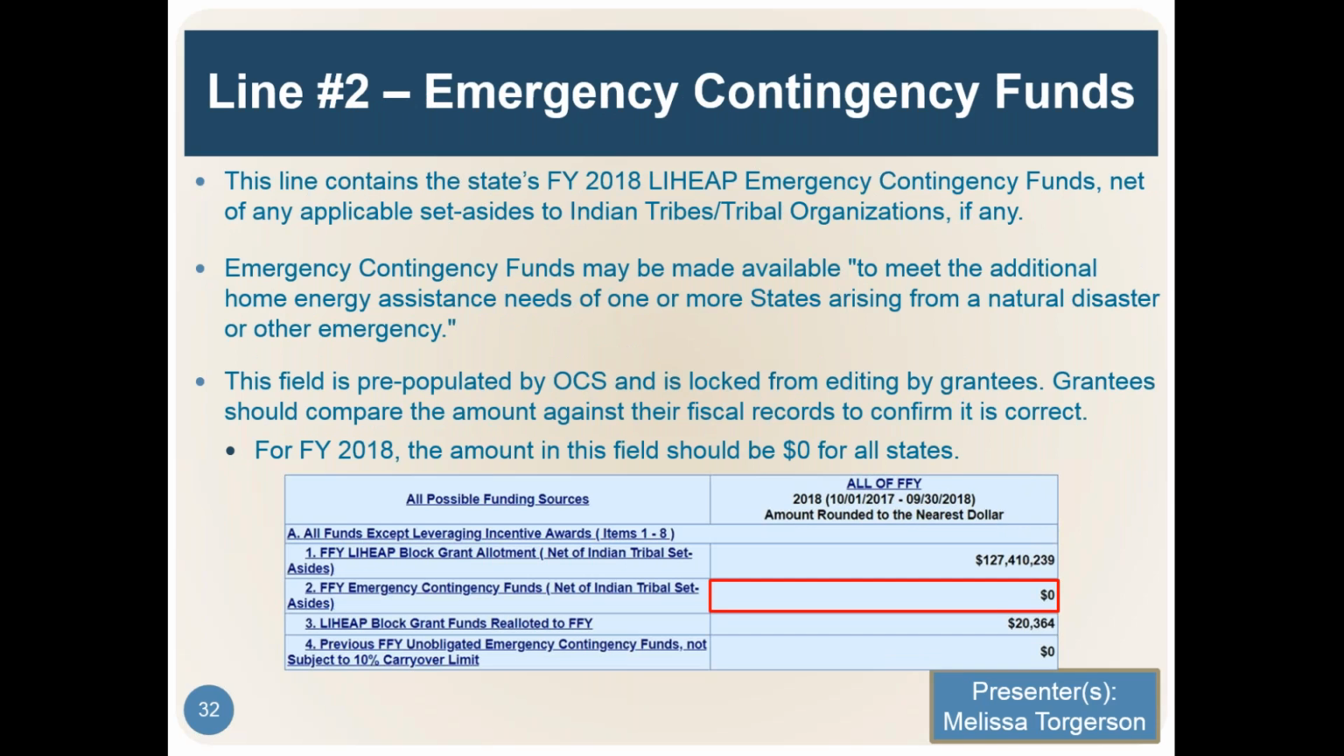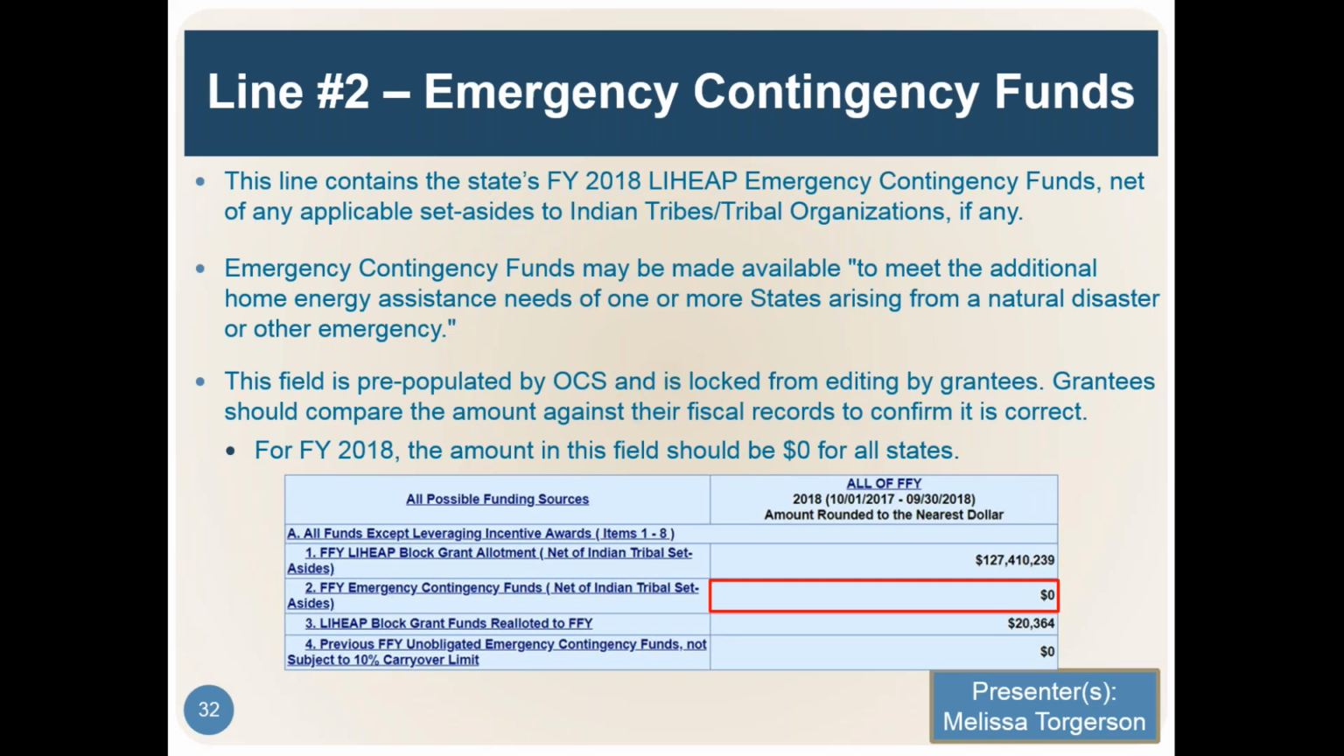The next line, line 2, is Emergency Contingency Funds. This line contains the state's LIHEAP Emergency Contingency Funds, once again, net any set-asides to Indian tribes. For those of you who are new to the program, emergency contingency funds are issued when there are additional home energy assistance needs of one or more states arising from a natural disaster or other emergency. It's pre-populated by OCS and it's locked from editing.